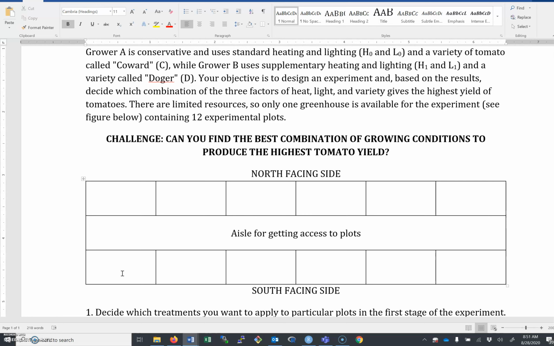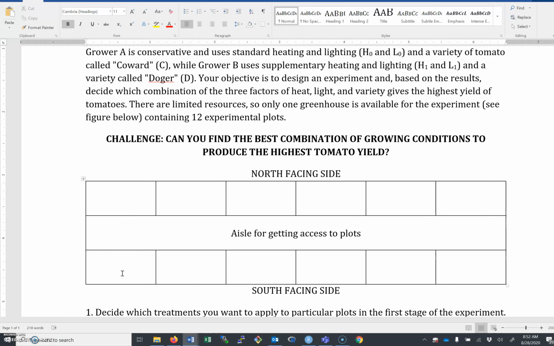In this example, there are only 12 plots. So let's think about here, we've got a 2 to the third. Sorry, let me not use my technical description. Here we've got 3 factors, and each of the 3 factors has 2 settings. So all the possible combinations of those 3 factors is 8, if you think about combining all possible combinations of heating, lighting, and variety of tomato.